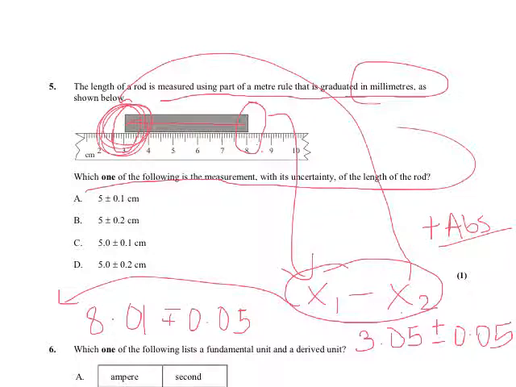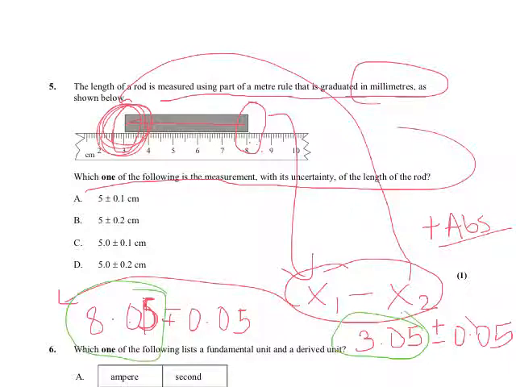And let me go back and change my first one. I made a little mistake. Actually, it's 8.05. I don't know why I wrote 0.1, because it's in the middle, so it's 8.05. Okay, so we need to subtract the values. What happens when we subtract 3.05 from 8.05? We end up with 5.